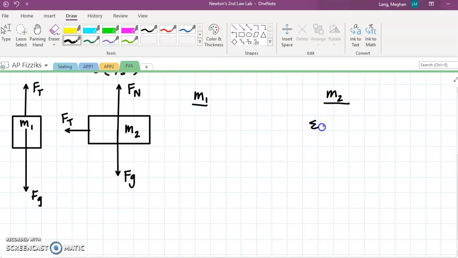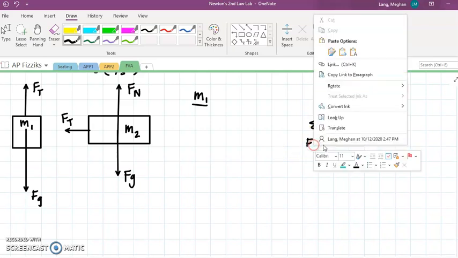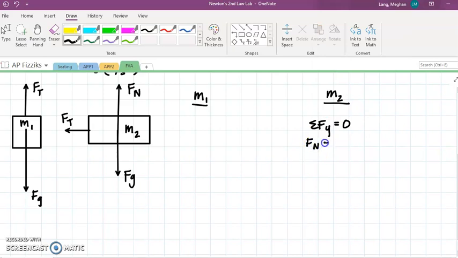If I look at the sum of the forces in the y direction on mass 2, that is still equal to 0 because it's not moving up and down through the track, okay? So my normal force is still equal to my force of gravity. So I would have the normal force minus the force of gravity is equal to 0, okay?